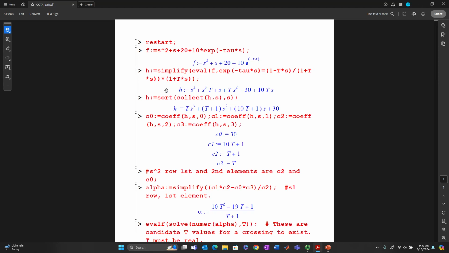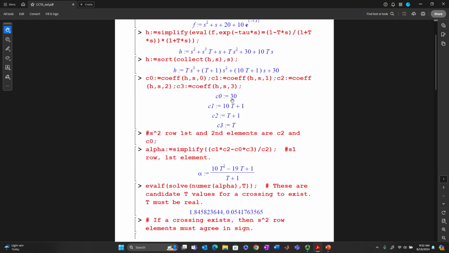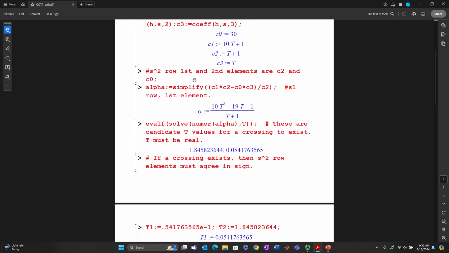And then I obtain the Pade transformation version of the characteristic equation. And I reorganize it so I can clearly see this is an S-cube polynomial. And then I assign coefficients C0, C1, C2, C3 as coefficients of S. And these are the coefficients that I use to produce a Routh array. And in this case, it's very simple to create the Routh array elements.